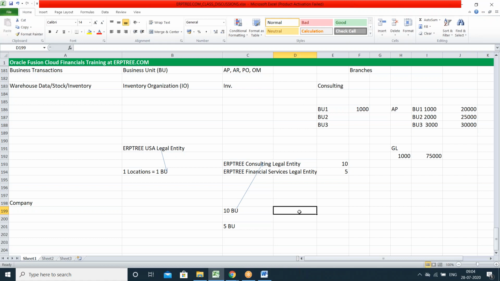So how does the numbering go here? Any number you can give: 1, 2, 3, 1 to up to 15, or else 10, 20, 30 up to 150. But whatever 15 business units you are going to have, you have to create 15 companies and maintain a unique number. You cannot repeat. Okay, yeah, that I agree.